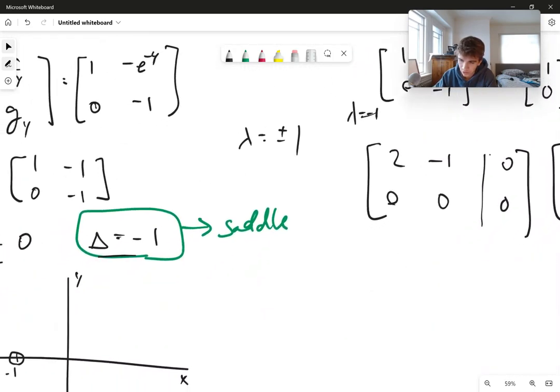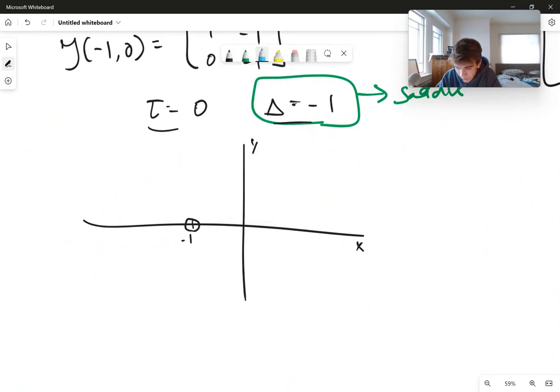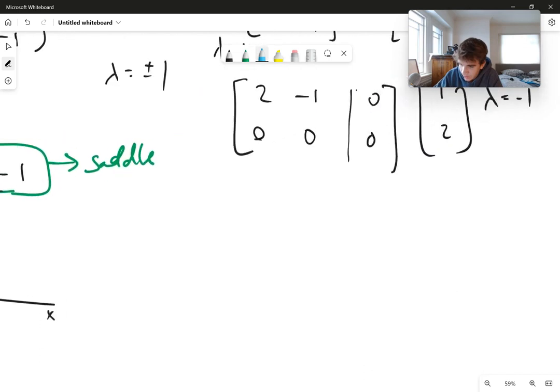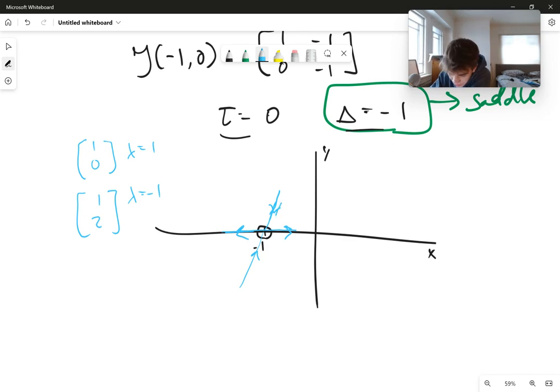Going back to our drawing here, we have a vector 1, 2, so something that looks kind of like this. And then we have a vector 1, 0, which looks like this. The 1, 0 vector is for the unstable manifold, because the 1, 0 corresponds to lambda equal to positive 1. So that's our unstable manifold here. And the 1, 2 is lambda equal to negative 1, so that's our stable manifold. And so in a neighborhood of the fixed point, we expect that the flow should look locally like a saddle, based on the Taylor expansion analysis that we did before.